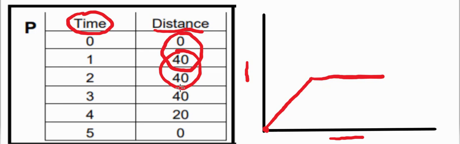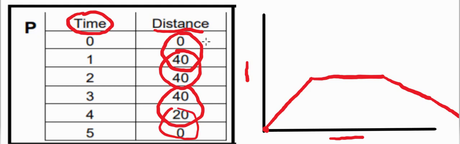1, 2, 3. Then we see a change of going from 40 distance units to 20 distance units. And that's not happening as fast as this one. So it's going to be going back towards the start, but it's also going to be less steep. Okay? And then it'll be off the graph from the way I've drawn it, but this is going to go all the way back down to 0 at the end.